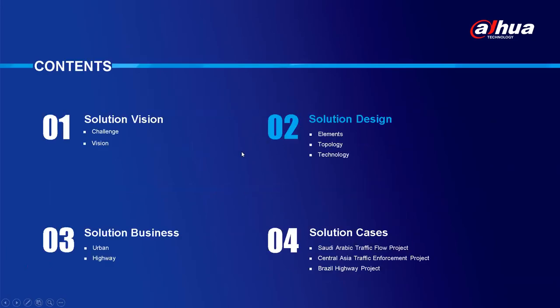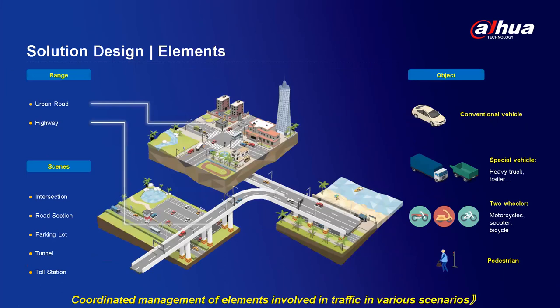So for the solution design, this is just some elements that we'll have. Probably we would have urban roads, we would have highways in and out of cities, and then we have intersection scenes, we have road sections, we have parking lots, we have tunnel roads, we have toll stations. The type of traffic we are monitoring is the vehicles, of course, conventional vehicles and special vehicles like trucks and trailers. Then we have two-wheelers, motorcycles, scooters, and bicycles, and of course, the pedestrians. So we have to do a coordinated management of the same to make sure that traffic management is actually not a pain, instead it's a strong point.